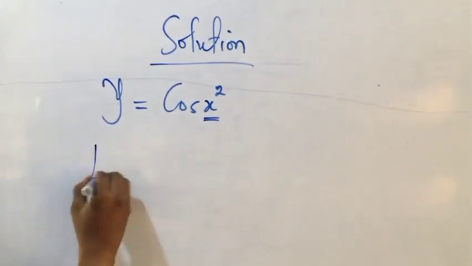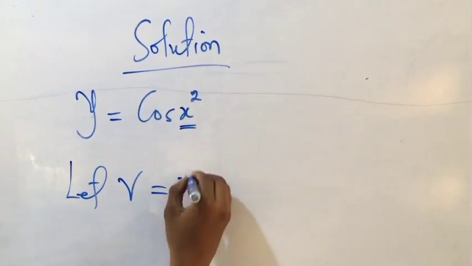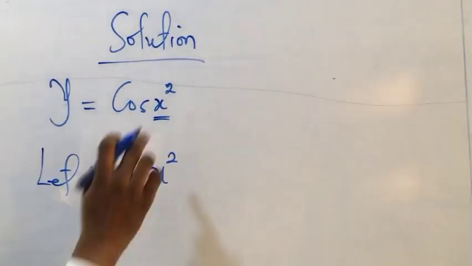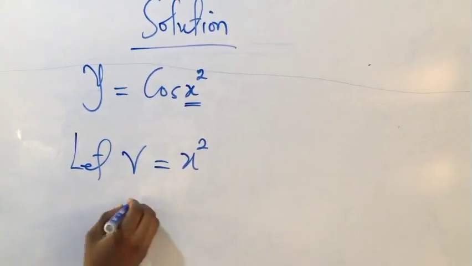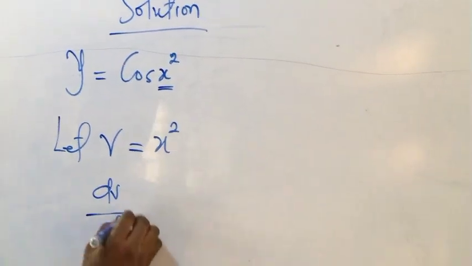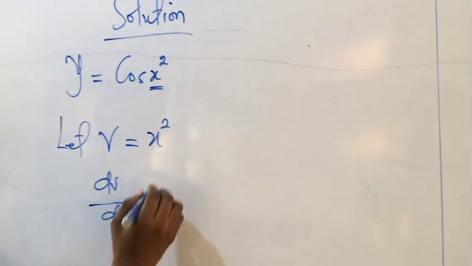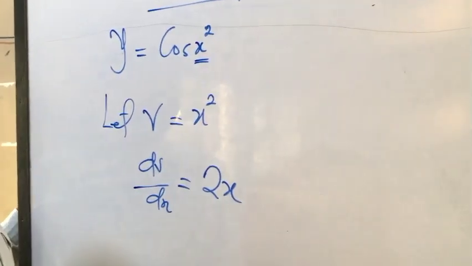I say, okay, let V be equals to x squared, this x squared. So with that, I'm gonna differentiate V with respect to x. That is dv dx is equals, if you differentiate this, it's gonna give you 2x.